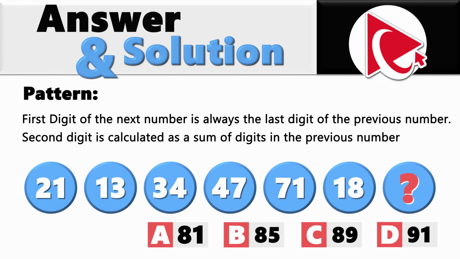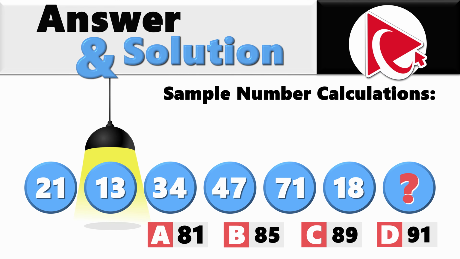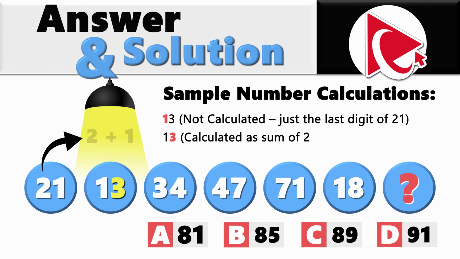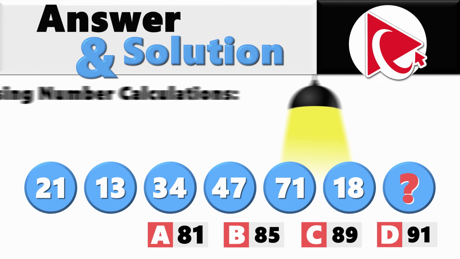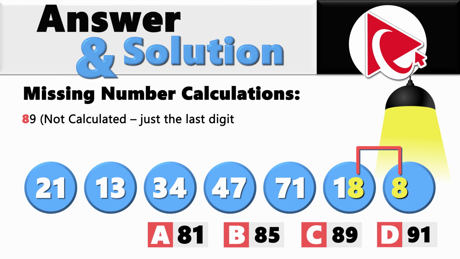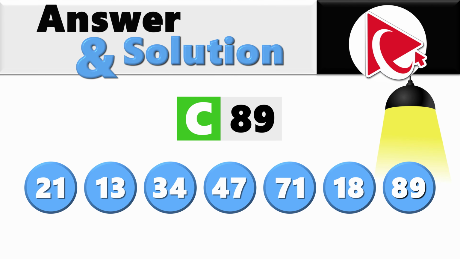Let's look at the example. So the first number is 21, it is given, but the second number is 13, and digit 1 here is not calculated, it's just the last digit of the 21. But the digit 3 in 13 is calculated as the sum of 1 plus 2. Let's do the missing number then. The first digit of the missing number would be 8. It is not calculated, it's just the last digit of 18. And the last digit of the missing number is 9. It is calculated as the sum of 8 plus 1. So the correct answer here is choice C, 89.